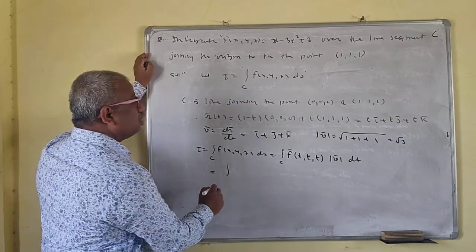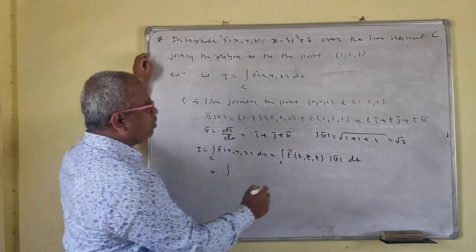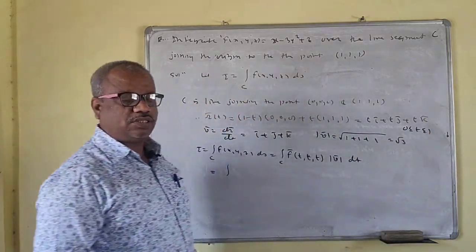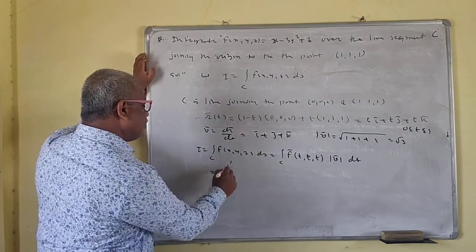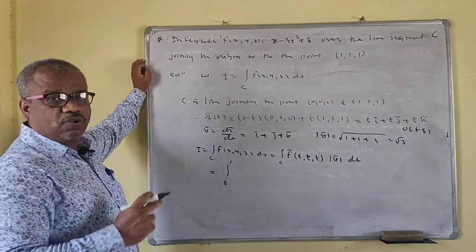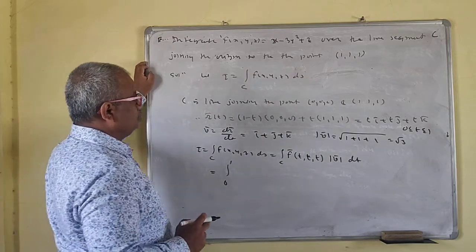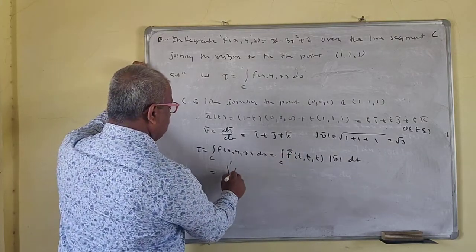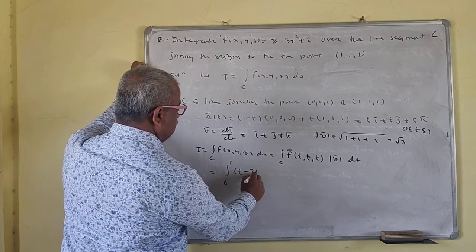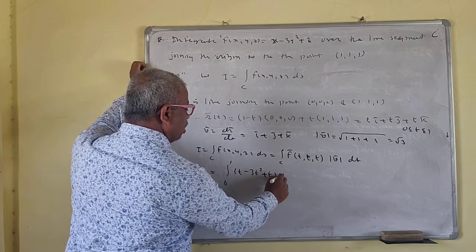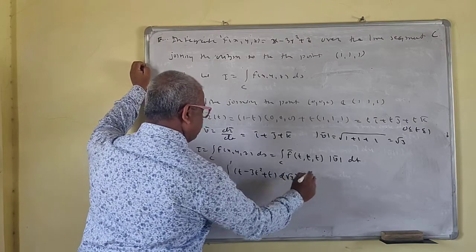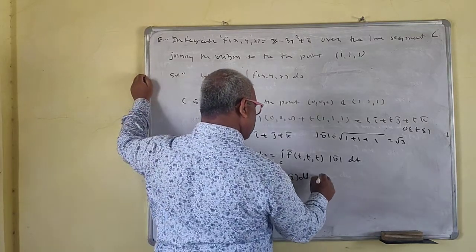Now the limit of t in your line segment, t is less than or equal to 1. The limit of t is 0 to 1. If it is a line segment, the range of t is 0 to 1. So you have to put x is equal to t. This is t minus 3t square plus t, into root 3 dt.